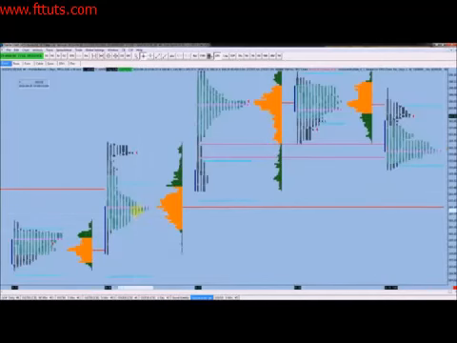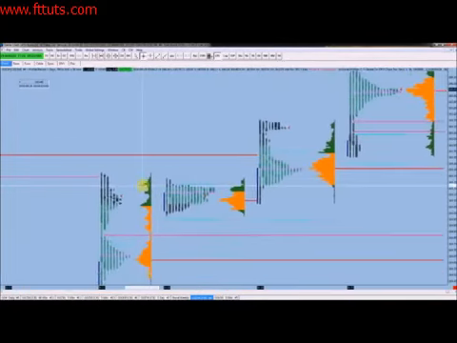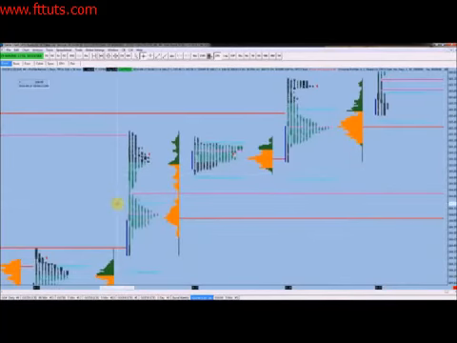Across here, we thought we'd found balance, and eventually we broke higher and ended up with more of a double distribution day. This is a really great example of a double distribution day. Just a few days before that, we'd had what we thought was going to be a P-shaped profile, and then of course the market broke higher and we ended up with a double distribution day.